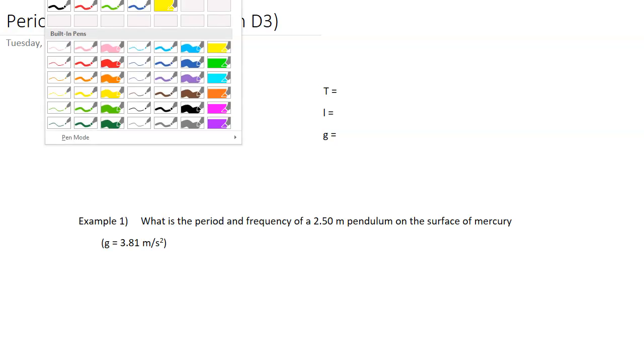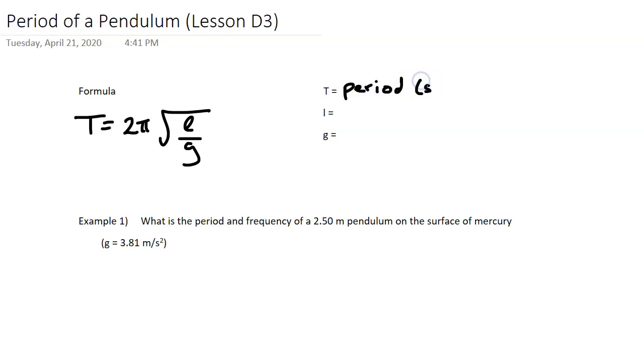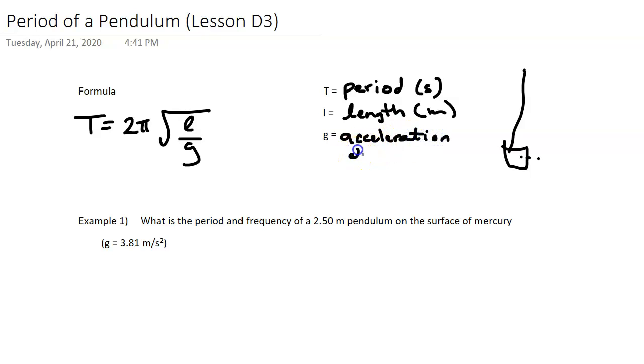Okay, this is period of the pendulum formula examples. Remember, the formula here is T equals 2 pi square root L over G, where T is the period in seconds, L is the length of that pendulum in meters. That will be from the point where it's rotating about all the way down towards the center of the mass. And g is the acceleration due to gravity, and that'll be in meters per second squared.